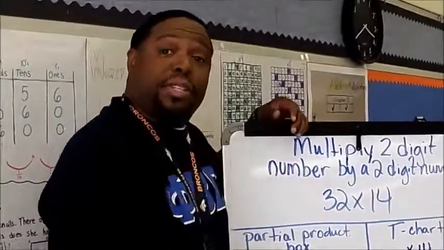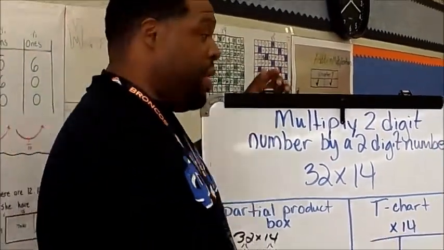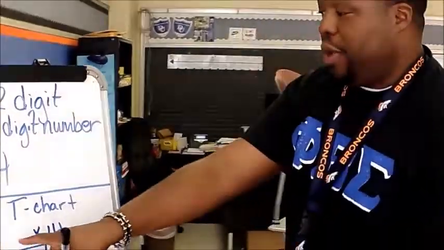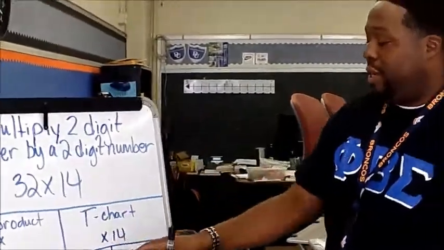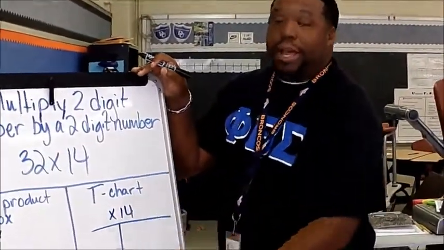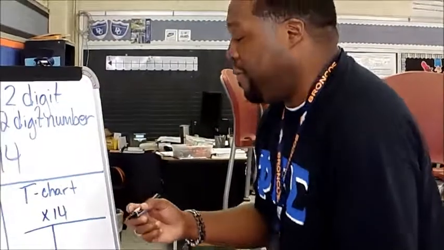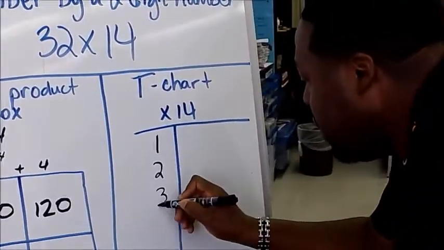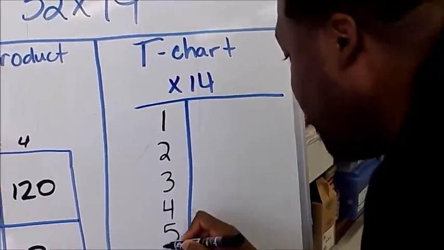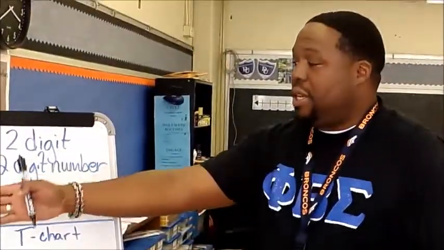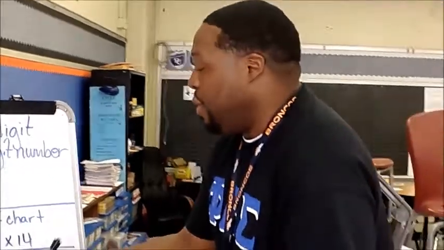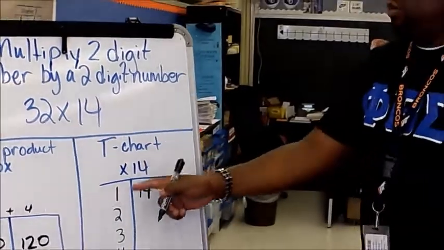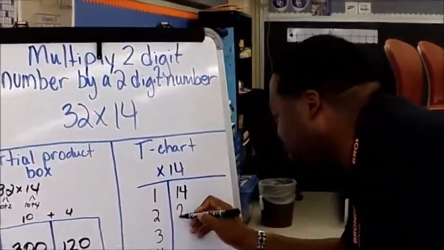Now I'm going to show you how to use a t-chart to solve it. So we're going to start with, we know we are multiplying times 14, so we start our t-chart with times 14. The way I teach it in fourth grade is we start with 1, 2, 3, 4, and 5. Because from here we can build these other numbers to get to 32. So I know that 1 times 14 is 14. 2 times 14 is 28.